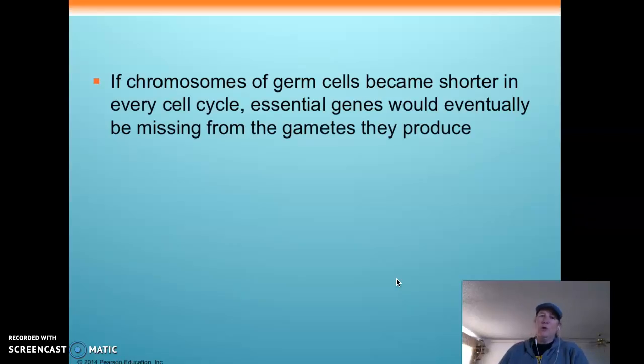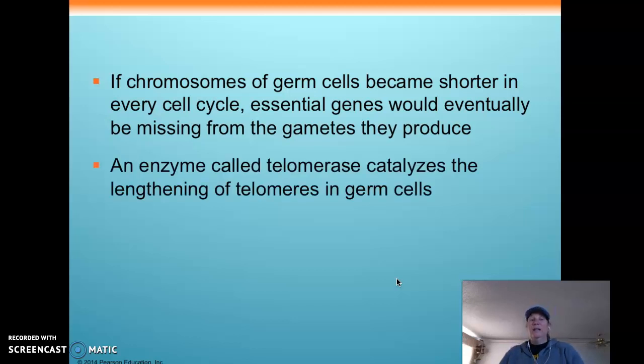In germ cells as well as normal body cells, if chromosomes become shorter every cell cycle, you're going to start losing some genes. So that's why you really need to make sure that doesn't happen. Eventually, you're going to end up with gametes that are totally missing genes, and then you're going to have some problems. So they actually have enzymes that catalyze the lengthening of those telomeres in germ cells. In other words, if they start to look like they're eroding, they help elongate them back to the way they were.